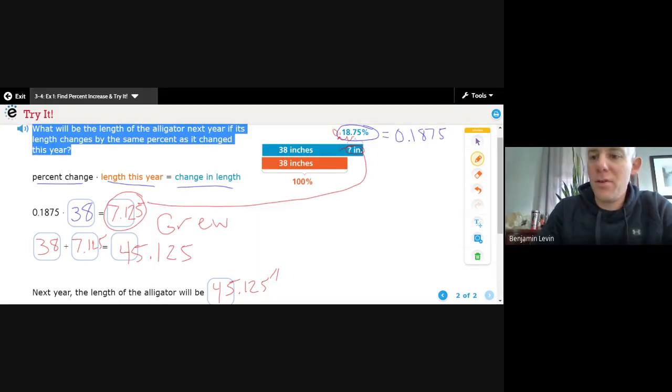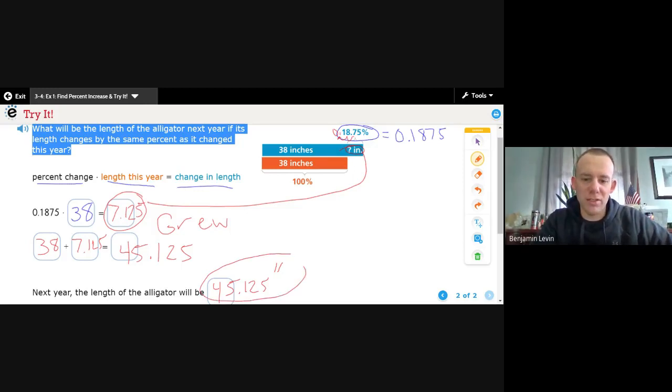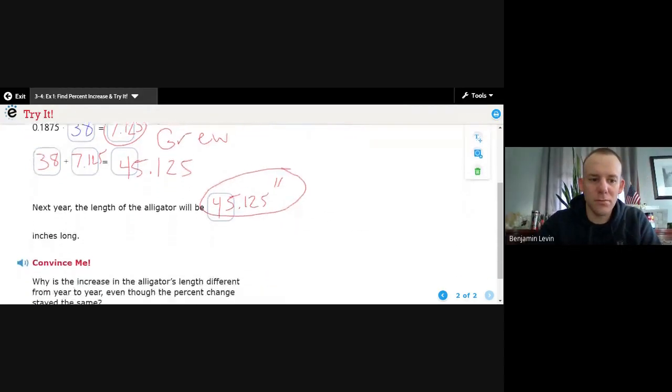And if you see these little marks, people use them: 1 mark means feet and 2 marks means inches, right? People abbreviate feet and inches sometimes using those little marks. Or you could say inches by writing IN, or feet by writing FT. But that's what that means. A lot of people in construction use these marks, like they look like quotation marks almost. 45.125 inches. Okay. So there we go.